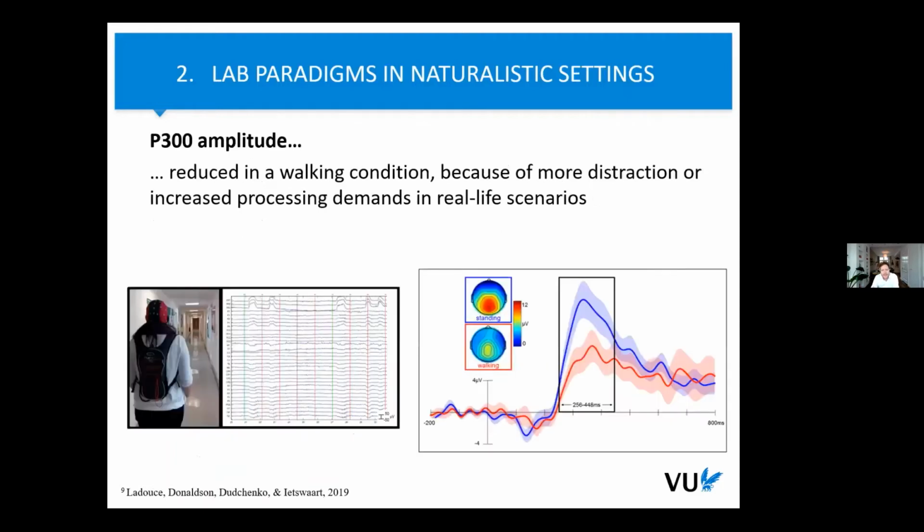And what they find is that the P3 amplitude is reduced in these more real-life conditions like walking, not because of more noise in the data, but more because of distraction or increased processing demands in real-life scenarios. So that's an interesting finding.